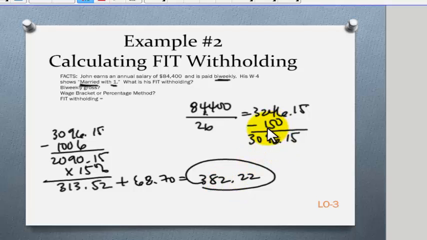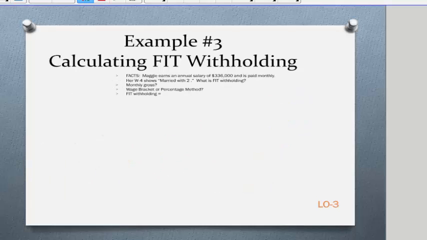You don't subtract out this withholding allowance either, as well. You only subtract that out when you're calculating the tax. But here we've calculated the tax, so this is the amount that comes out of his gross pay of $3246.15. Okay, let's look at our next example.